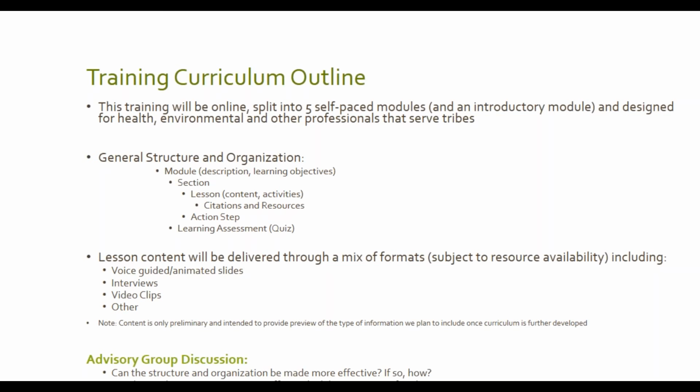It's intended to provide you with a preview of the type of information we plan to include once the curriculum is further developed. And so I'm going to pause here and encourage some discussion from the advisory group members on the phone. If you have any input, can you please let us know if the structure and organization can be more effective, and if so, how? And also, are there ways that we can more effectively deliver that content, and if so, how? So if you can unmute yourself, that would be great.